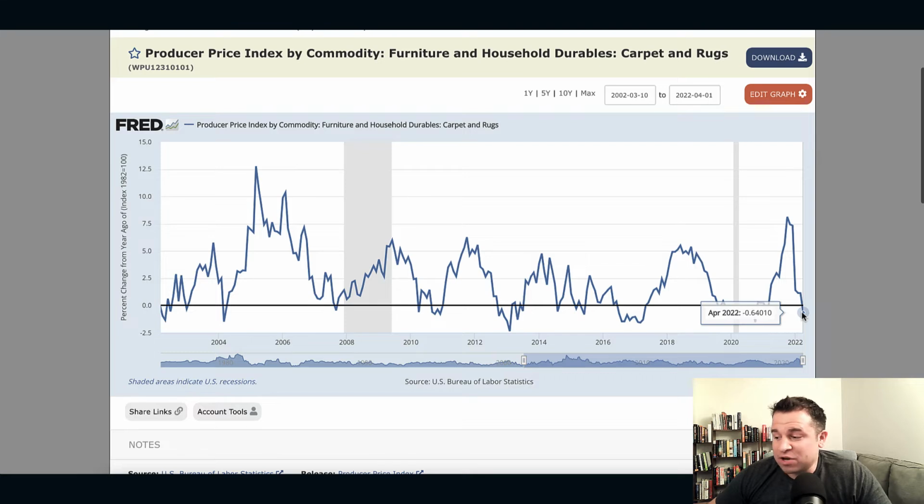Which again, this might continue for the near future, later this summer timeframe too. So carpet and rugs might actually be getting cheaper, basically the cost of building a house. So that'd be a very positive sign, just for home builders and for home buyers.